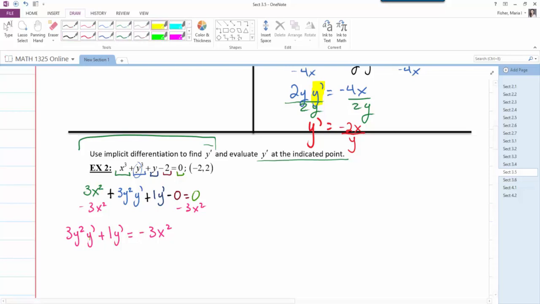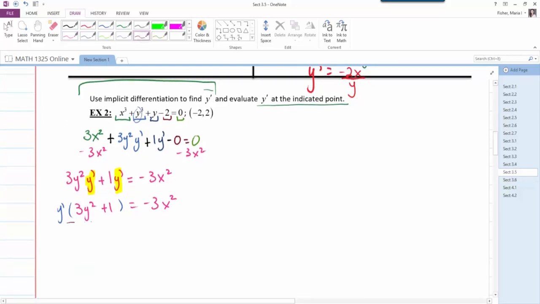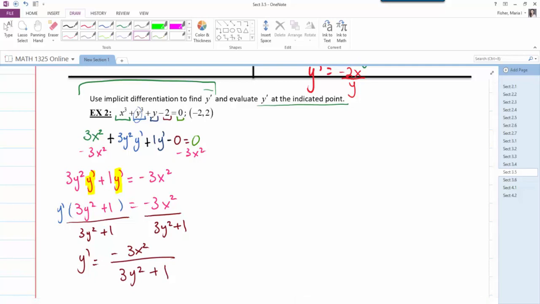I need to solve for y prime. Well, we might notice that over here, we have y prime in each one of those terms. So I can factor out a y prime, and if I factor out a y prime from each one of those terms, I'm left with 3y squared plus 1. So now, divide both sides by your 3y squared plus 1, and you end up with y prime is equal to negative 3x squared over 3y squared plus 1. So the derivative of x cubed plus y minus 2 equals 0 is negative 3x squared over 3y squared plus 1.